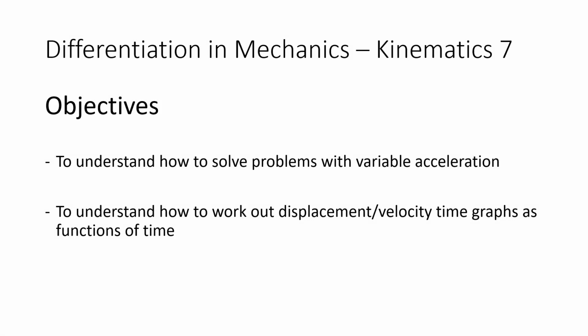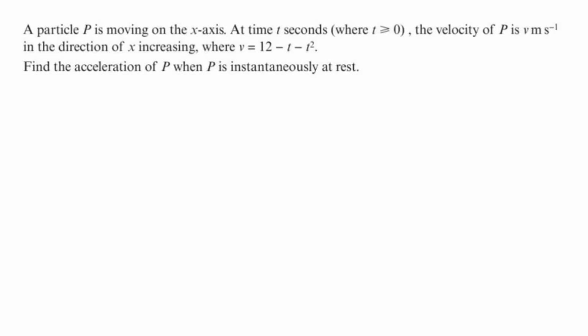Now, we can also use differentiation to help us with these functions of time. Let me give you an example. A particle P is moving on the x-axis. At time t seconds, the velocity of P is v meters per second in the direction of x increasing, where v can be modeled like this. Find the acceleration of P when P is instantaneously at rest.